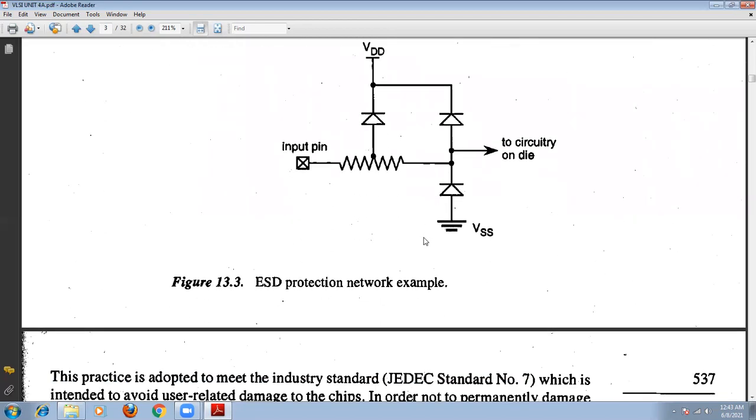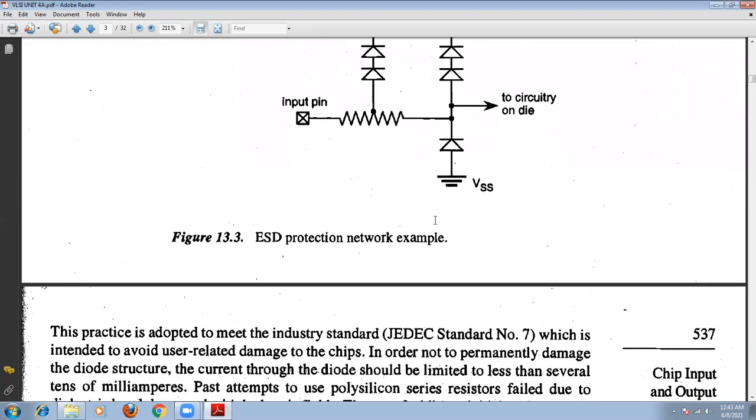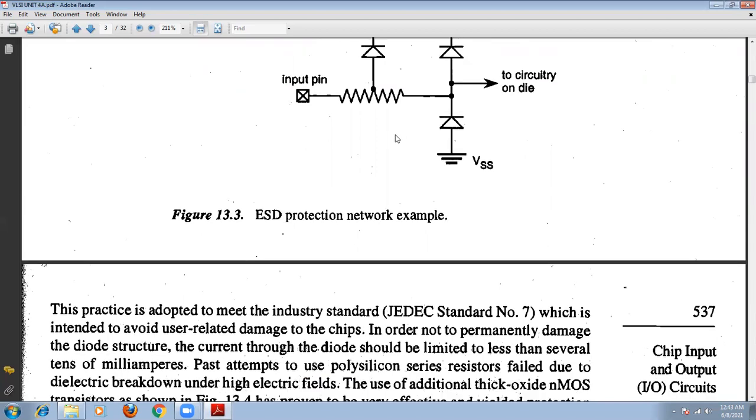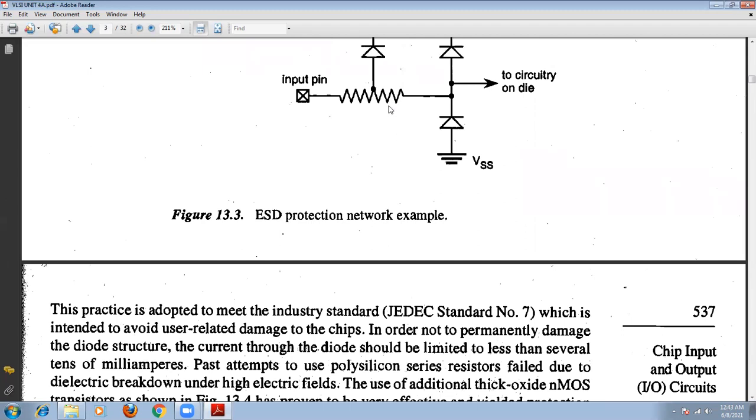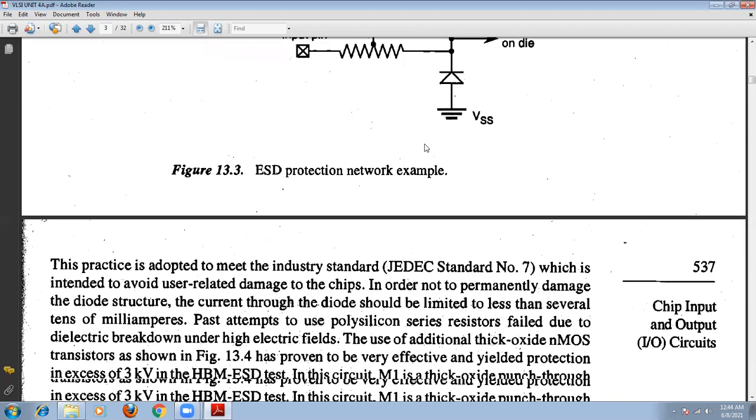Similarly, another point we have to consider is that, to reduce permanent damage to the diode structure, the current through the diode should be limited. This limited value must be several tens of millivolts. In the previous case, we use a resistor here. Polysilicon series resistors can fail because of the high electrostatic electric field. That is why we use diffused resistors. That is the main thing.